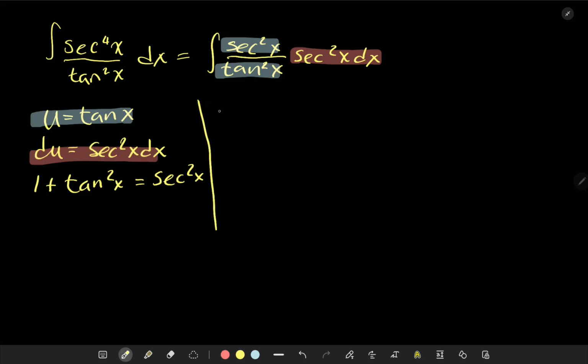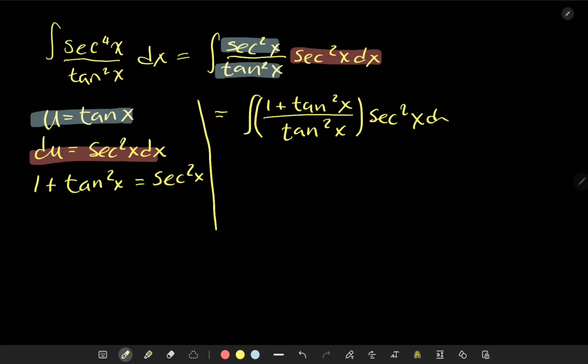All right, so let's take a look at what happens. I'm going to substitute in the secant squared with my 1 plus tangent squared, over tangent squared, and then times secant squared of x dx. I can distribute that tangent if you want.